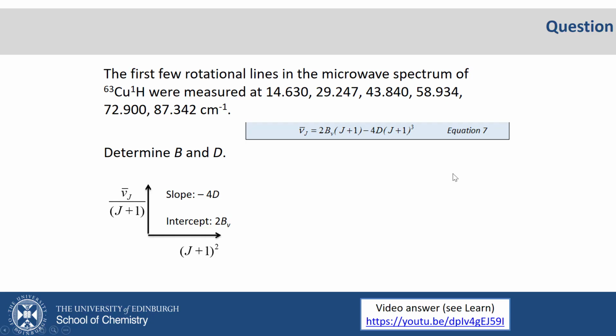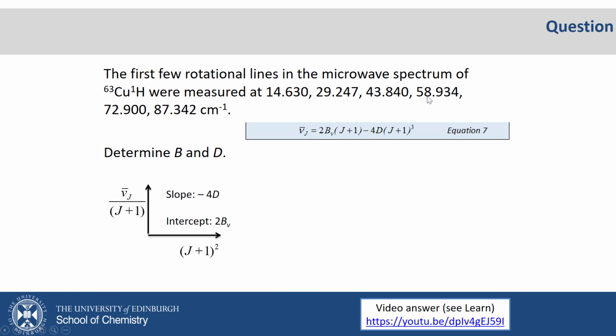Alright, so in this equation we're able to relate the frequency of any transition, ν_J in wave numbers, to this expression taking into account distortion. And this is an equation of a straight line, so this means if we rearrange, divide across by J plus 1, a plot of ν_J over J plus 1 against (J plus 1) all squared will give us our distortion coefficient, D, from the slope, and our rotational constant B from the intercept.